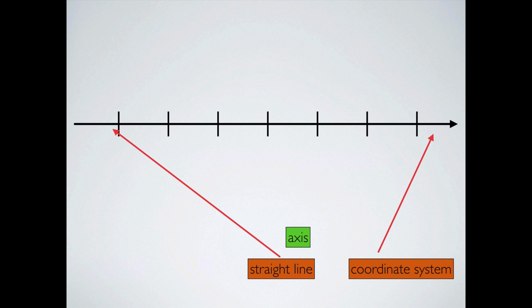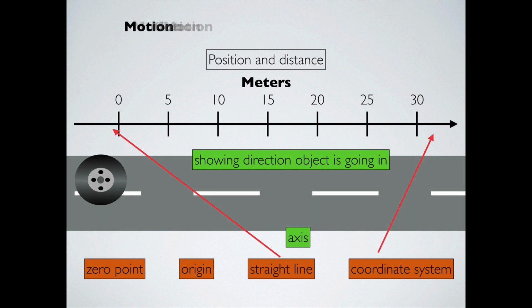Okay, so again, our straight line shows us the direction that our object is going in, and it's also used to make the different intervals that we're going to use, and this is what we're calling our coordinate system. The only things I have missing here are the actual numbers and the label for meters. Okay, so here we go, let's get back into it.